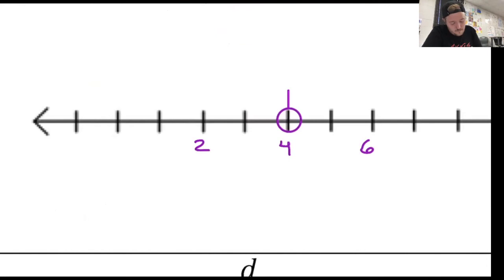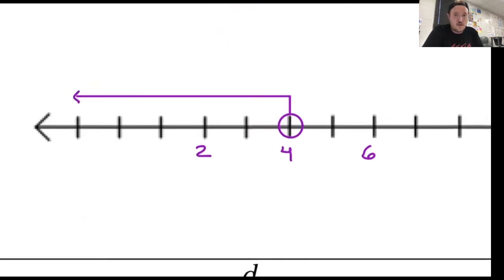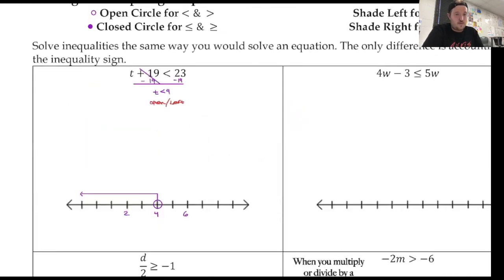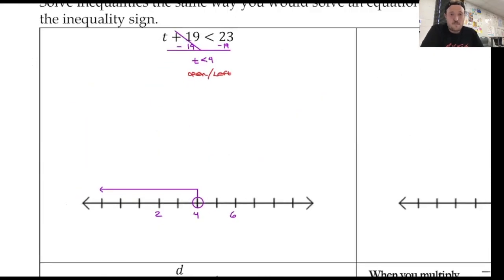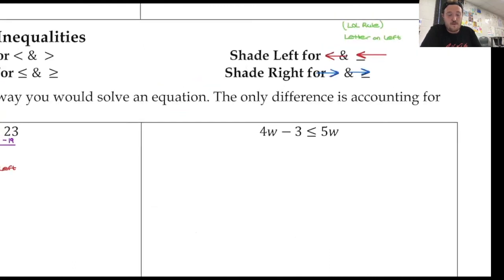All right, anyways. Use the entire number line. Okay, so that's it for that one. All right, now I'm going to do the next one.